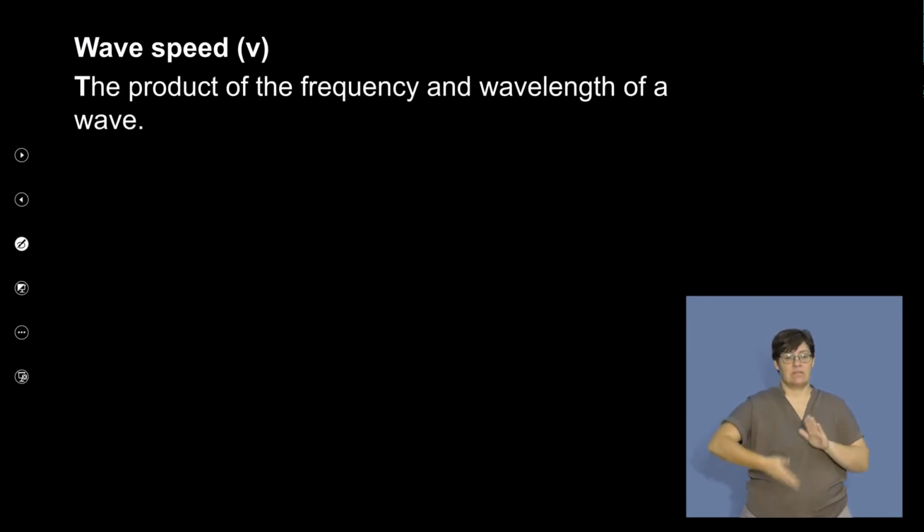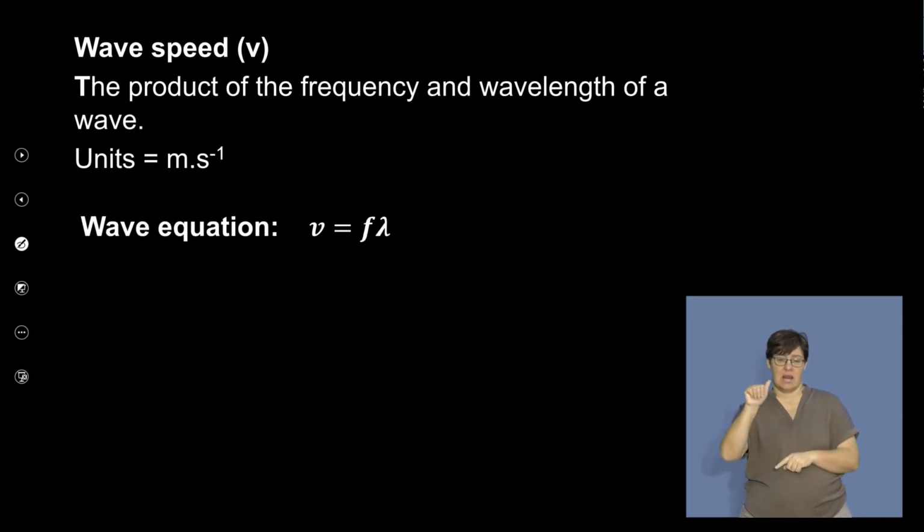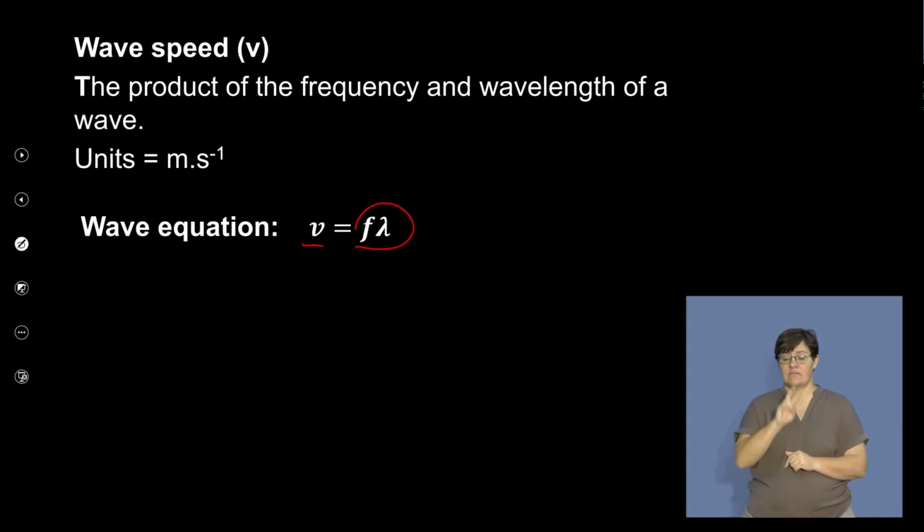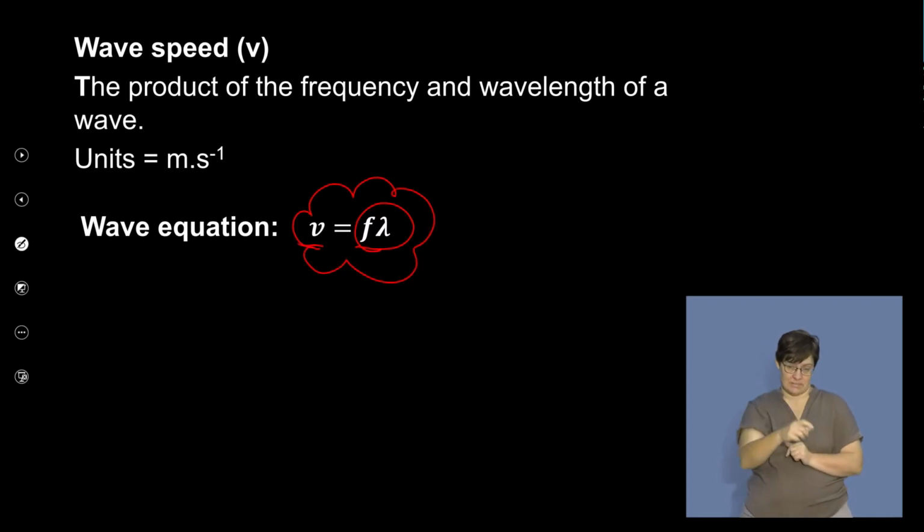Wave speed is f times lambda. Okay, here we go. That's our wave equation, where speed is frequency times wavelength. You must keep this in the back of your mind. We're going to use it lots.